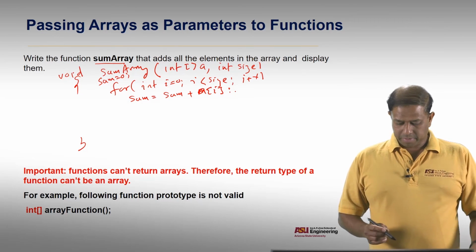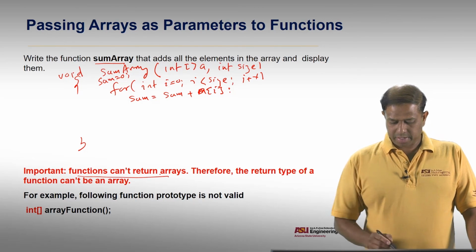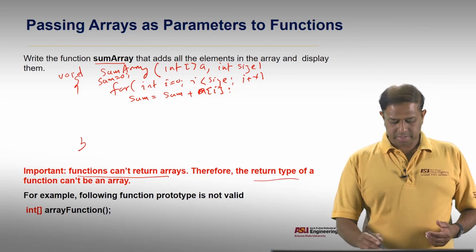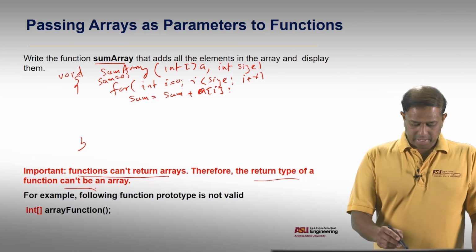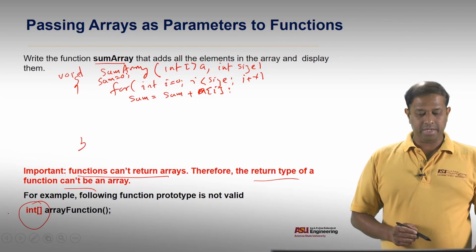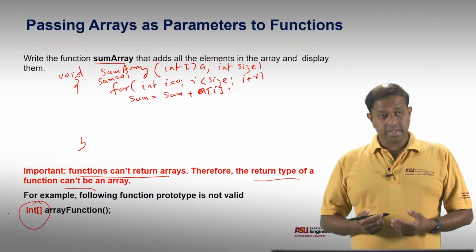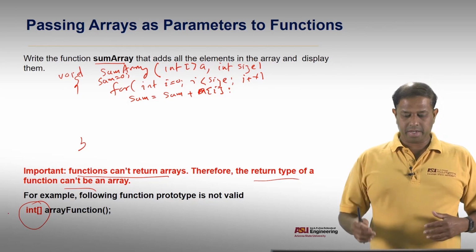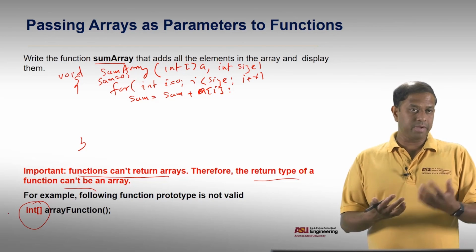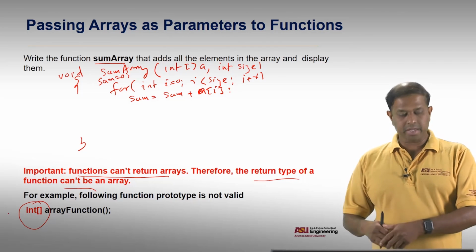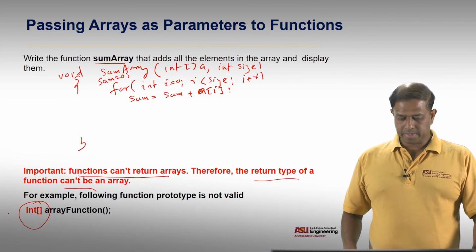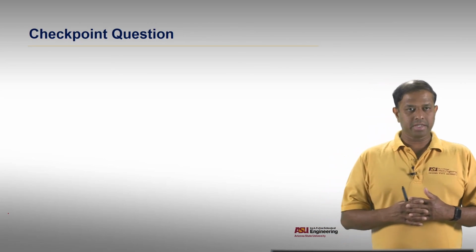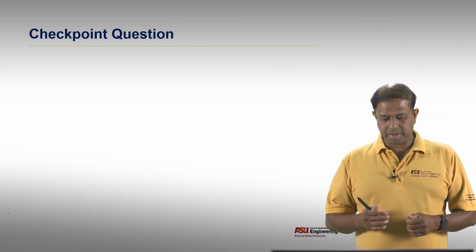Okay, now one thing however, functions cannot return arrays as return types. So therefore the return type of a function cannot be an array. For example, this type of definition is incorrect. So if we want to return the array, we essentially need to have it as another parameter to the function, and then we can modify the array inside the function if you want to do it that way. Okay, so that's the only way to do that. Okay, so let's do a checkpointing question and see if we understood this concept pretty well.